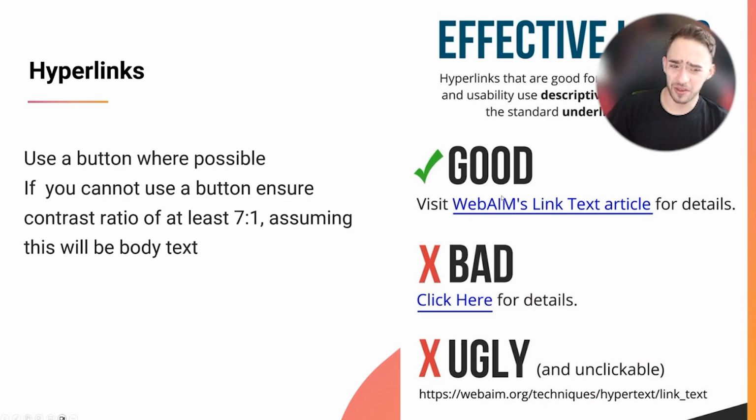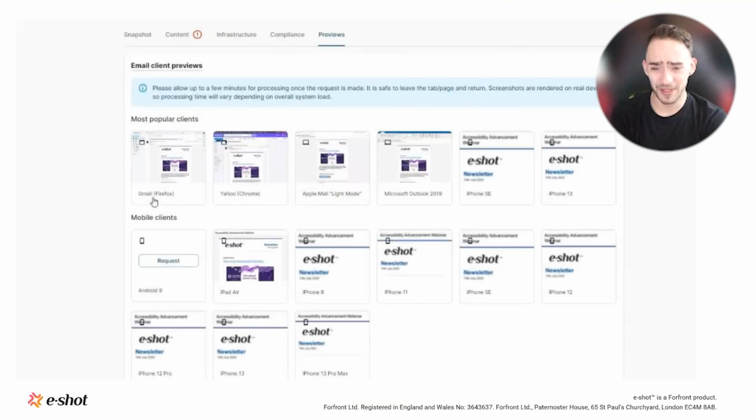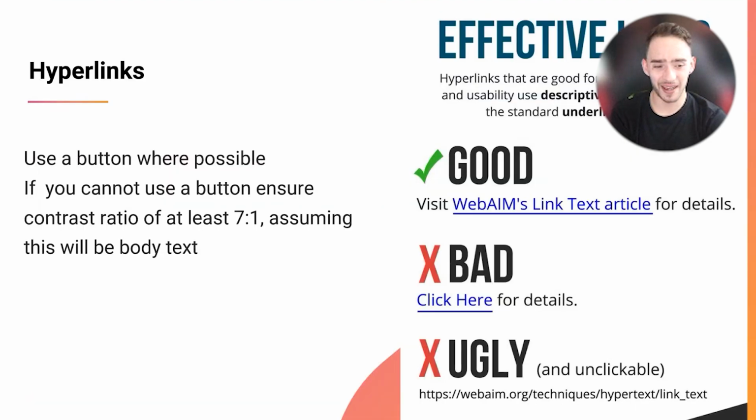And also, this contrast ratio, this blue has to be 7:1. It's assuming you're going to be hyperlinking body text. It has to be at least a 7:1 contrast ratio. If it's a heading, it's 4.5:1. If it's a big heading, I mean, but yeah, make sure to just be descriptive with them.